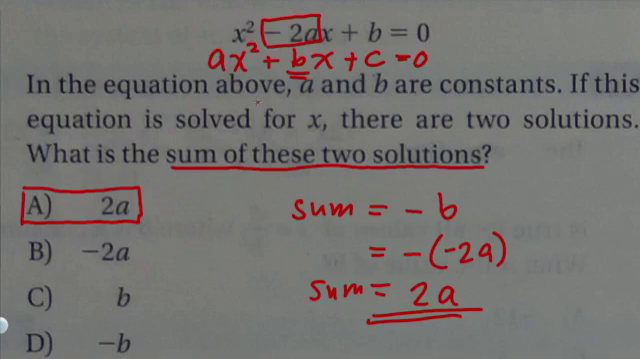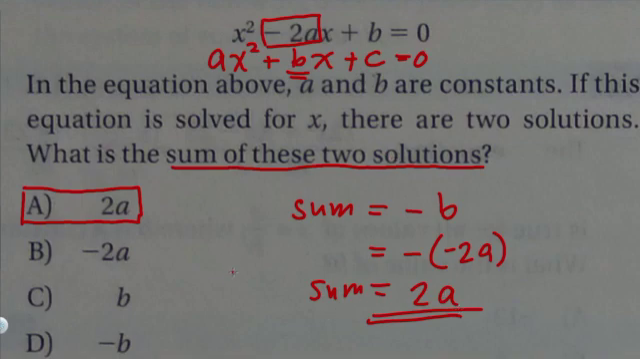From this question, we can easily solve for the sum of the two solutions of a given quadratic equation when it has the form of ax squared plus bx plus c equals 0. We can simply take the sum of the two solutions as the negative of b. So here we take the negative of the numerical coefficient of the middle term, which is negative 2a, and the negative of negative 2a is equal to 2a. So we can confidently say that the sum of the two solutions is equal to 2a.